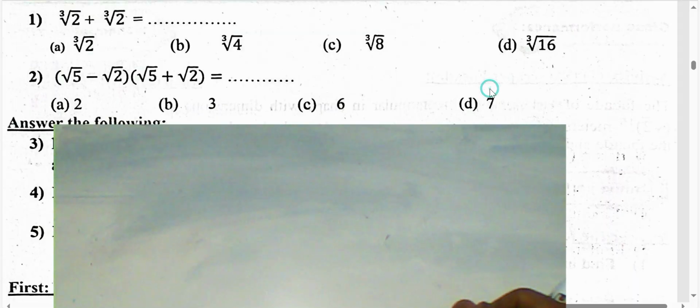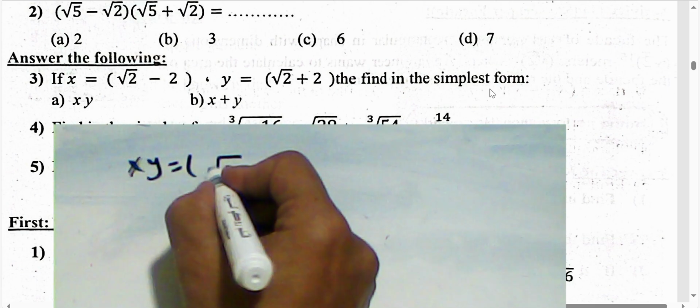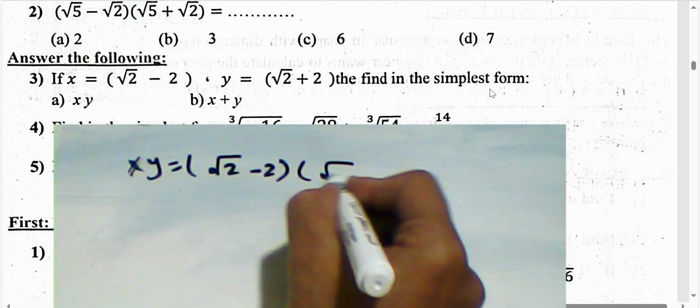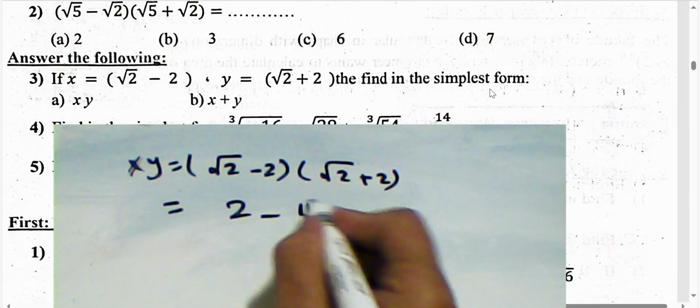Next example. We have the value of x and the value of y. We can find the simplest form of x multiplied by y. Look here, x and y are conjugate numbers. Then the answer will be first by first and second by second. If we multiply x by y, we have the square root of 2 minus 2 multiplied by the square root of 2 plus 2. The answer is first by first and second by second, then the difference between them equals negative 2.